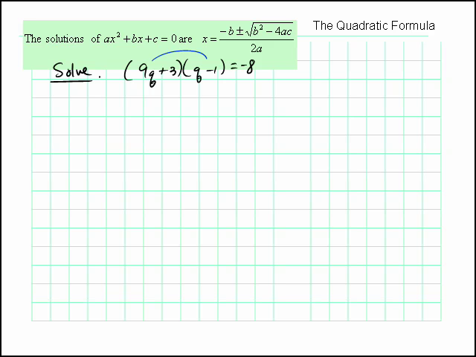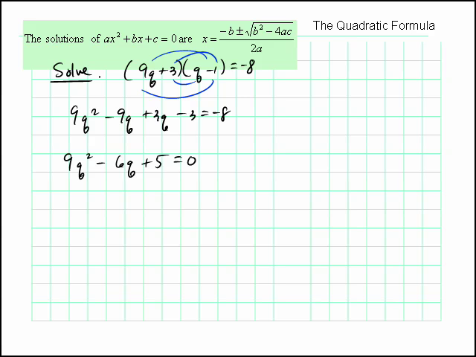So I end up with 9q squared minus 9q plus 3q, and then minus 3 times negative 1 minus 3 equals negative 8. Combine all your like terms, move everything to the left side, and we have 9q squared minus 6q plus 5 equals 0. Okay, so I now have it in standard form.